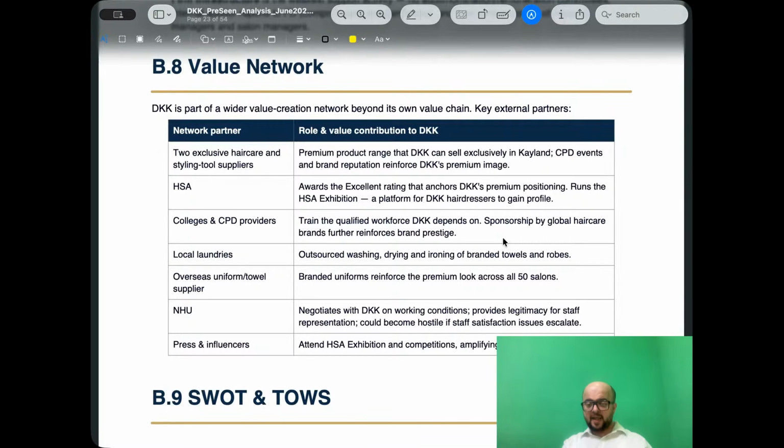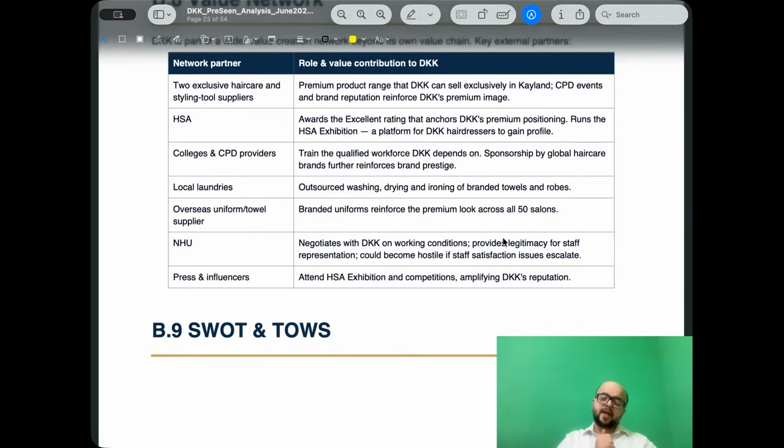Sponsorship by global hair care brands further reinforces brand prestige. Local laundries outsourced washing, drying, and ironing of branded towels and robes. Overseas uniform and towel suppliers. So, branded uniforms reinforce the premium look, so that uniformity, that standardization is there.